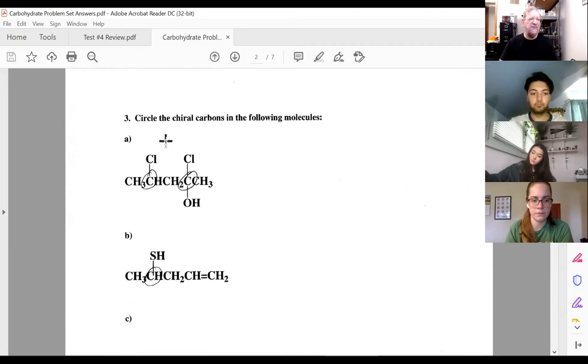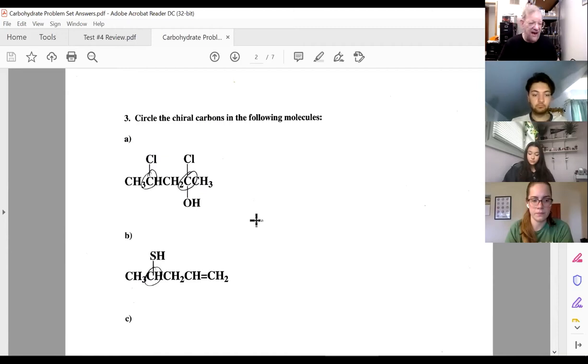Now, number three, circle the chiral carbons in the following molecules. How do you know if something's chiral? It has four different groups, four different atoms, or a combination of four different groups and atoms. If it has two or more of the same atom or group, it cannot be chiral. If it's in a double or triple bond, it can't be chiral.